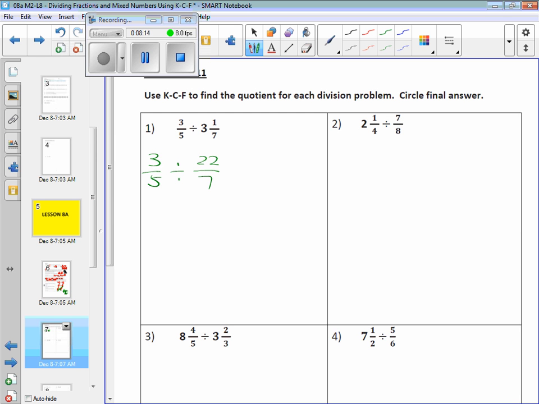All right, next step. Keep, change, flip. Now I want to look and see, can I cross reduce? 3 and 22, will anything go into it? Looks like something can go into it, but it can't. 7 and 5. Nope. But the good news is after we do it, the chances are 99% of the time we don't have to reduce it. 7 times 3, or 3 times 7. 5 times 22.